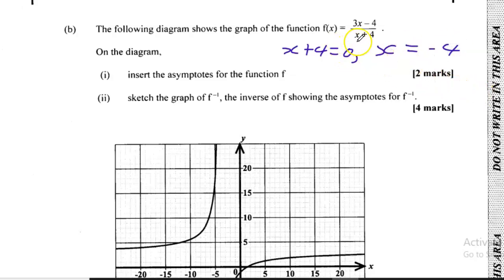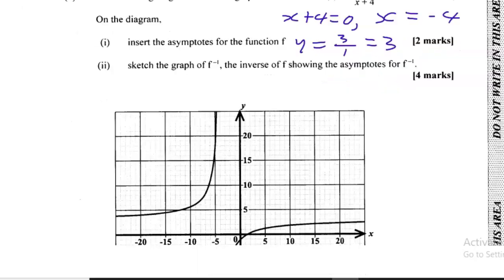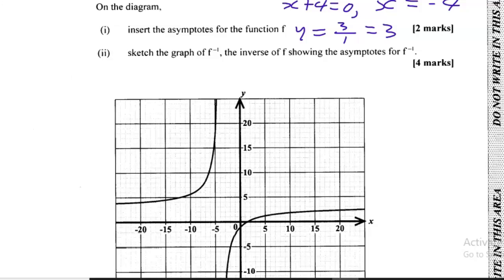Alright? And the other asymptote is the value of the function as x approaches infinity. And of course, we can just use the coefficients of the x. For the numerator, it's 3, and for the denominator, the coefficient is 1. So the horizontal asymptote is y equal 3. The vertical asymptote is x equal negative 4. So we can insert those on the diagram. So x equal minus 4 and y equal to positive 3, which would be somewhere there.